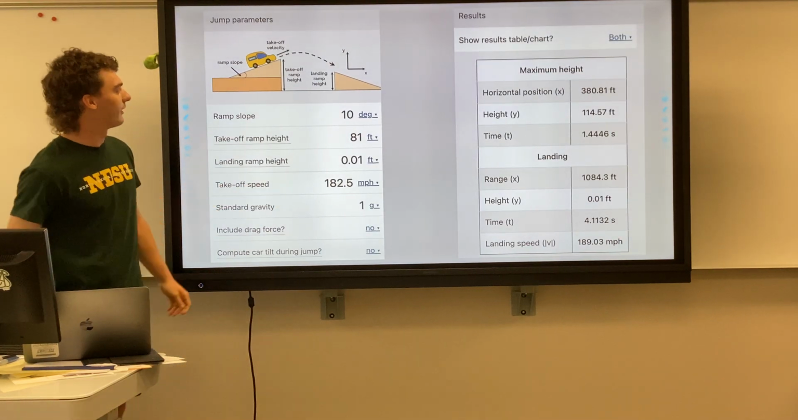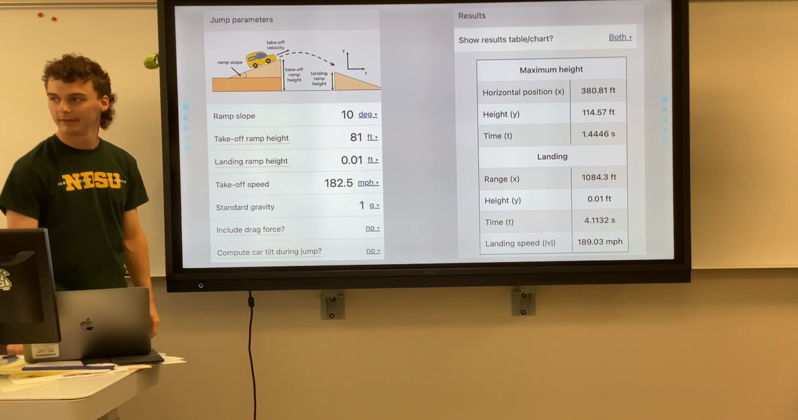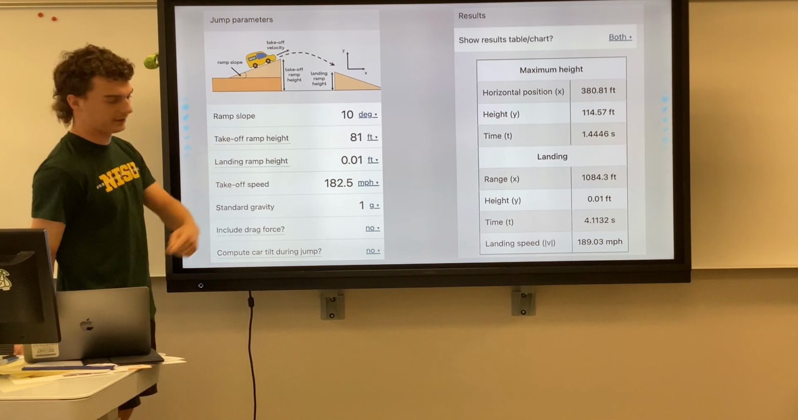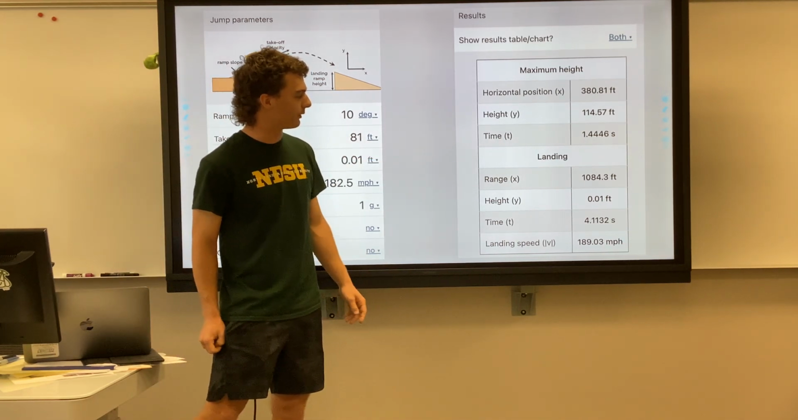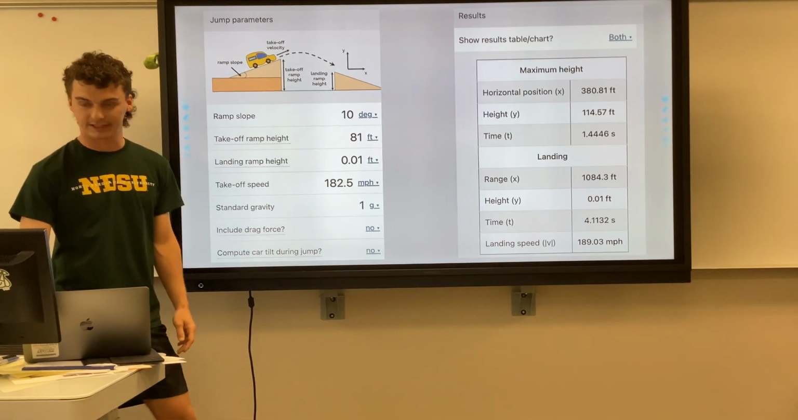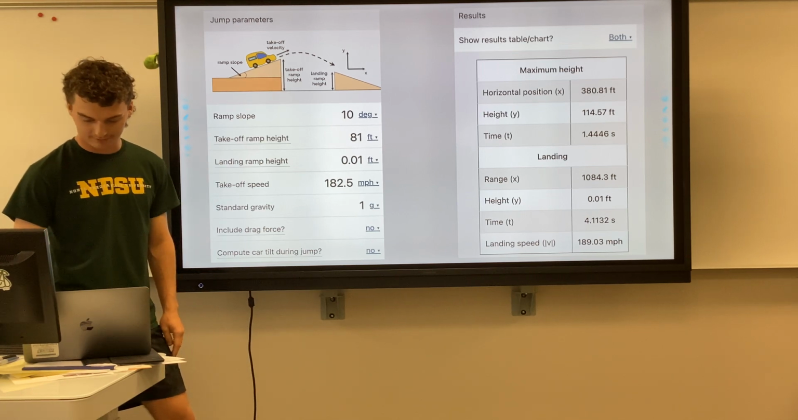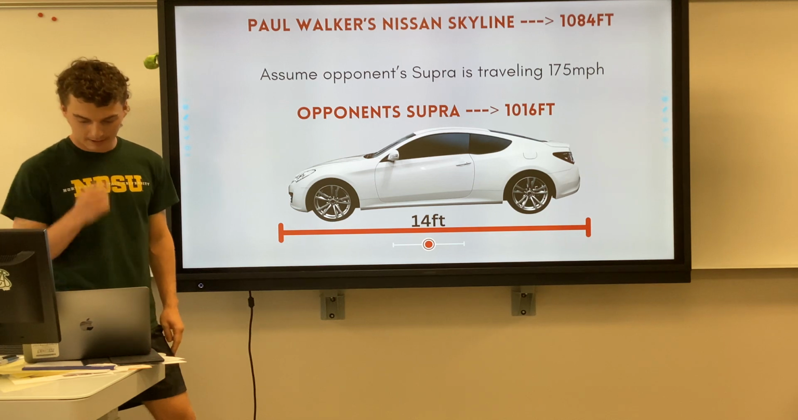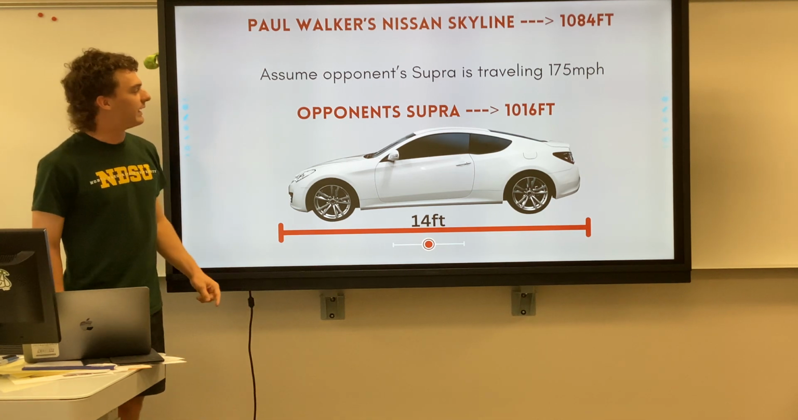This is a calculator that I found online, and I put the same things in there, and it came out with 1,084.3 feet. So I got the exact same answer as what a calculator online could do in 1 second, but just to prove that I did something right. And so Paul Walker, the car in the back, he traveled 1,084 feet.